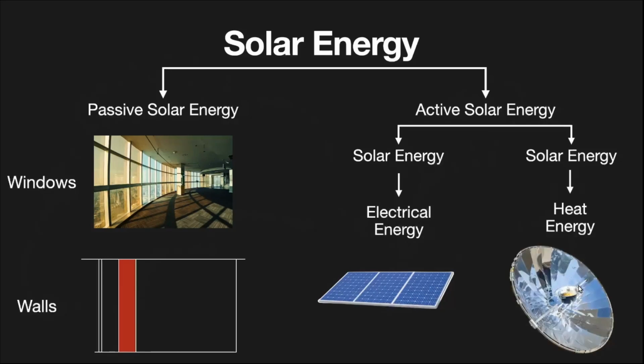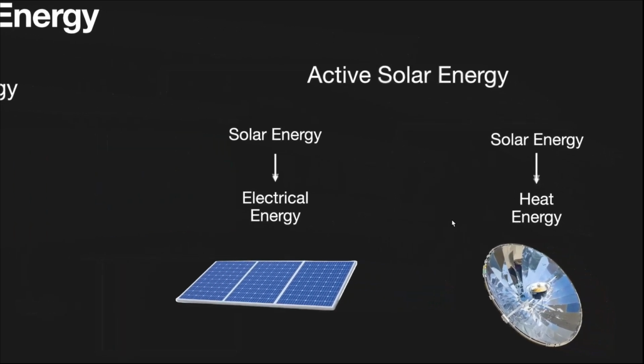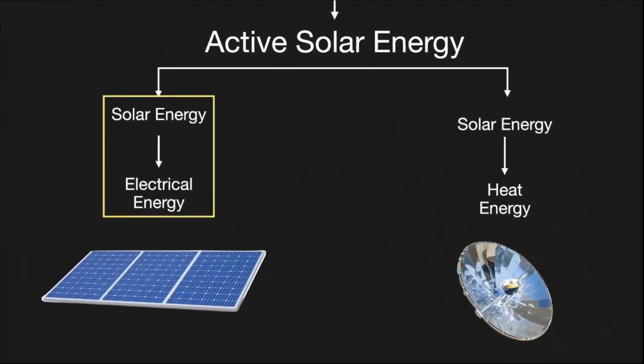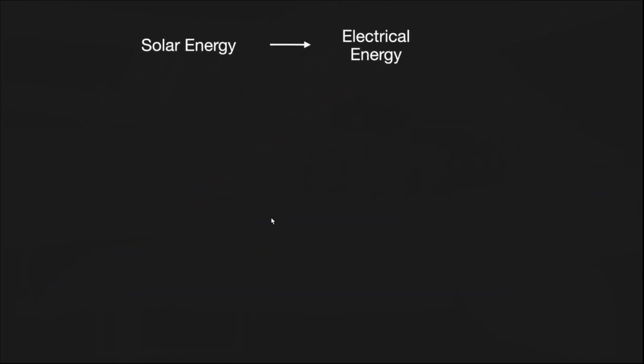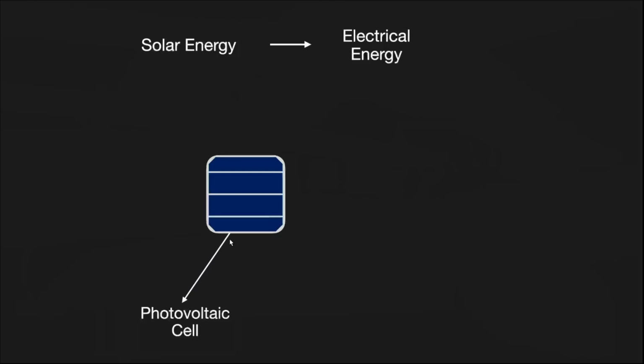For example, a solar cooker is something like this. I'm sure you've heard of both solar panels and solar cookers. We'll go into a little more depth and discuss these things. So let's begin with discussing solar panels, where we're converting solar energy directly into electrical energy. Now, the basic building block of this entire system is the photovoltaic cell or the solar cell.